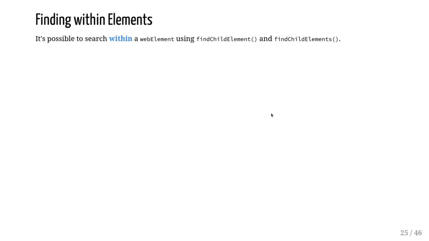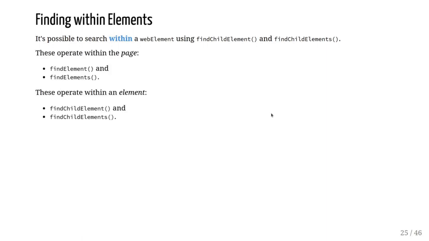You can do exactly the same thing with Selenium as well, but there's a new pair of functions for doing this. We've just seen find element and find elements, and these are the two methods that allow us to target particular content within the page. But if you want to start from a web element and then recursively find contents, you're going to use find child element and find child elements. The operation is precisely the same. So let's see how that would work.